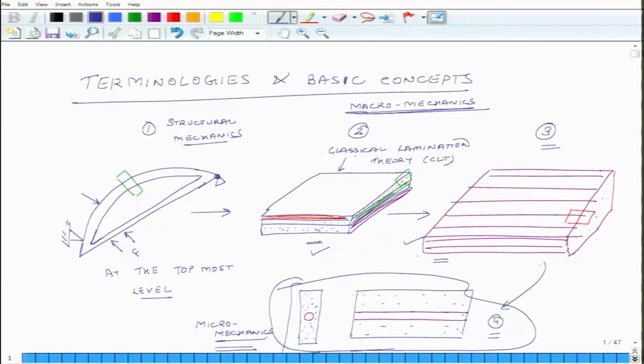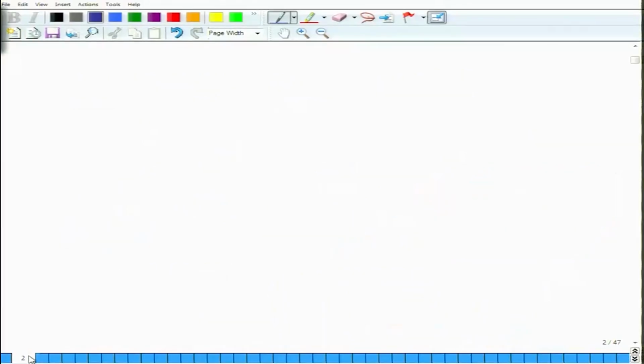Once you have an understanding of classical lamination theory, then maybe in advanced composite courses you can use that theory, integrate it with laws of structural mechanics, and you will be capable of understanding the behavior of three-dimensional composite structures at the topmost level. So, this is one framework I wanted to explain, and then let us look at some of the important terms.